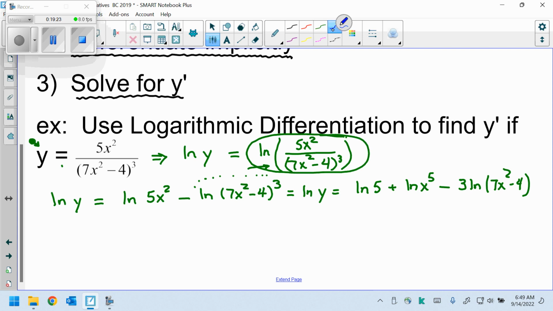All right, so let's differentiate both sides implicitly. What is the derivative of the natural log of y? Well, what's the derivative of the natural log of something? Well, it's the derivative of the something divided by the something.